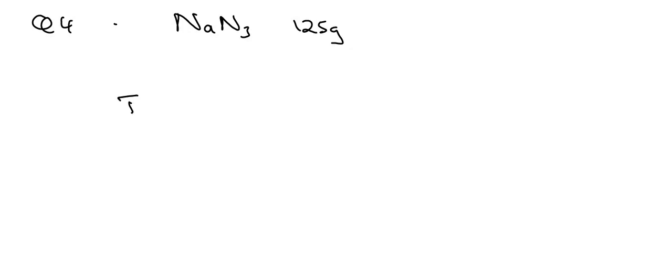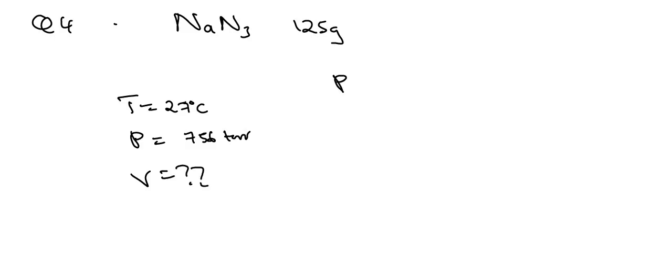So the temperature is given, the temperature is the same, 27 degrees Celsius. Then the pressure is given to be 756. That's the total pressure of the whole system. Then they're asking for volume again. So we're saying the pressure times the volume is equal to the number of moles, for the nitrogen, times RT. The pressure is for the whole system, it is 756. Then we're looking for the volume.